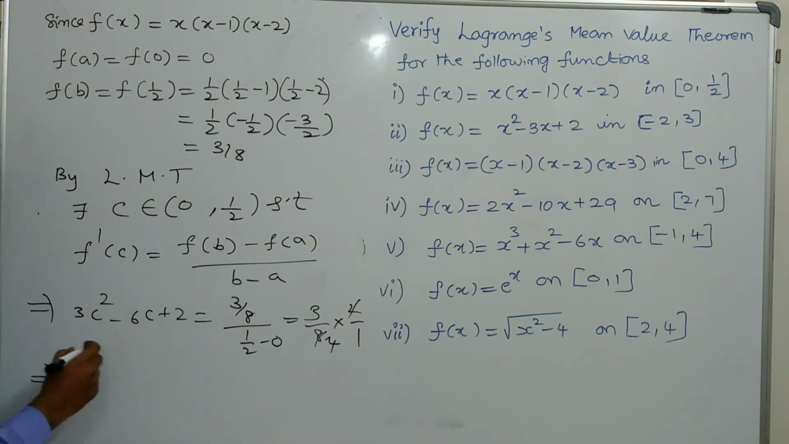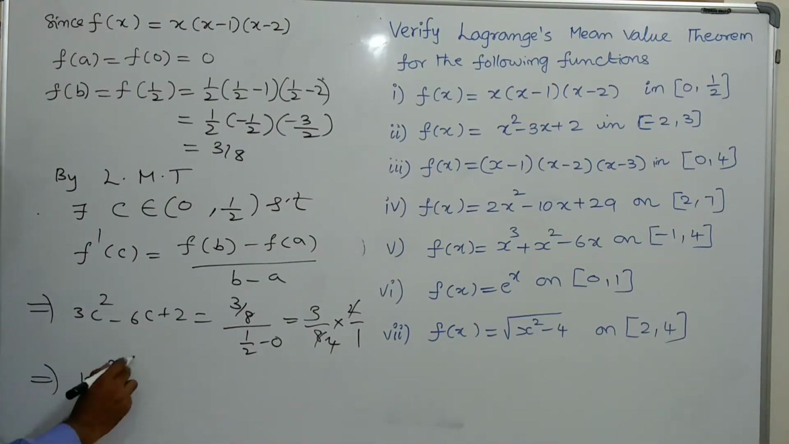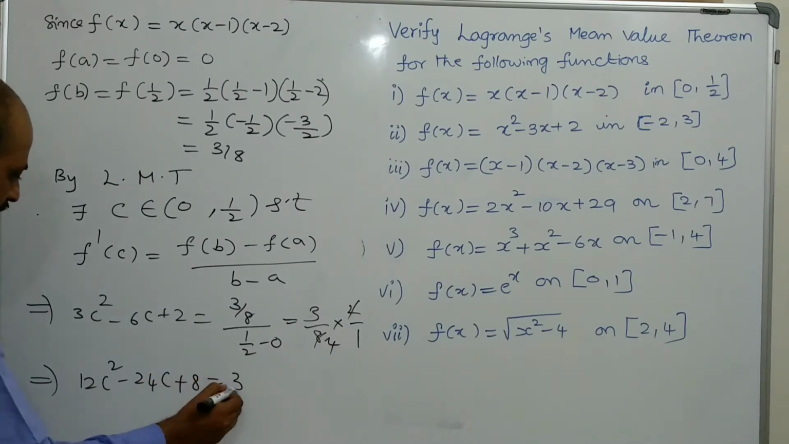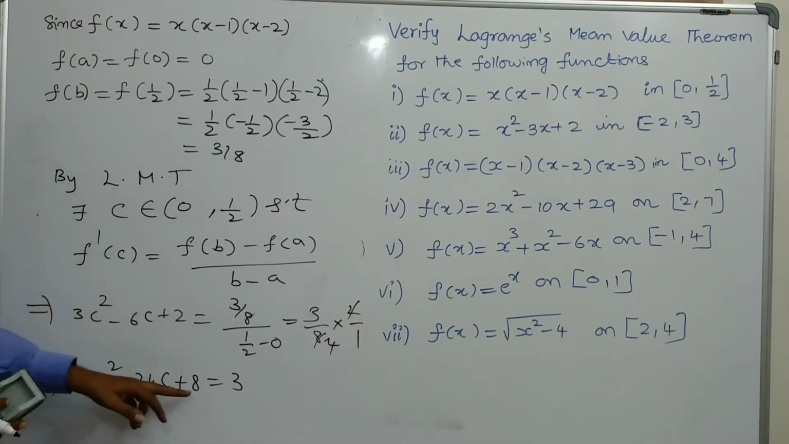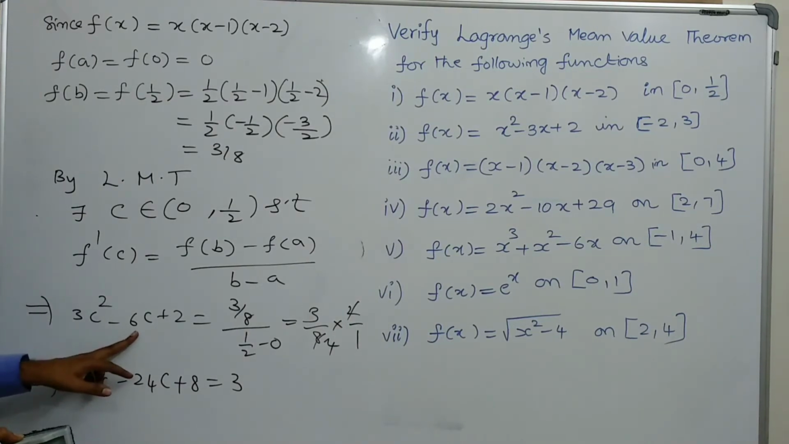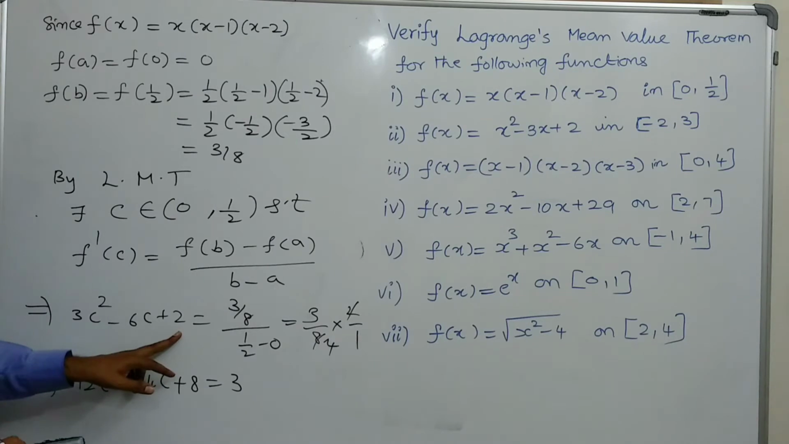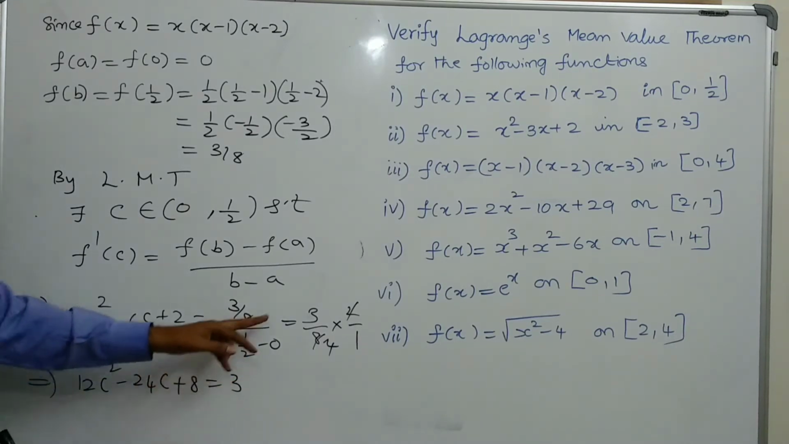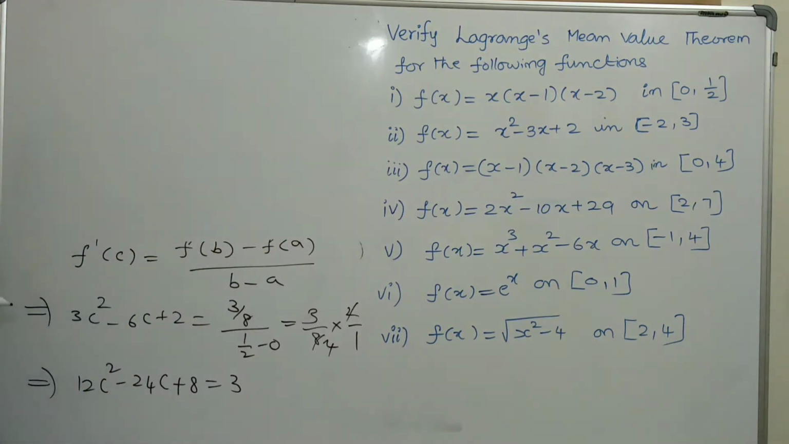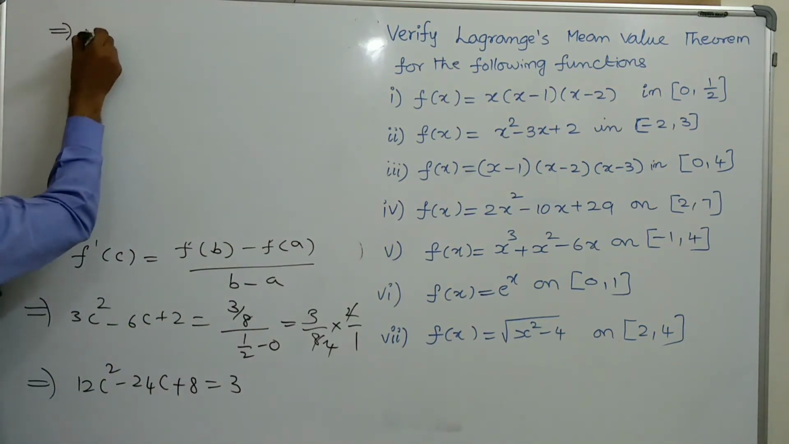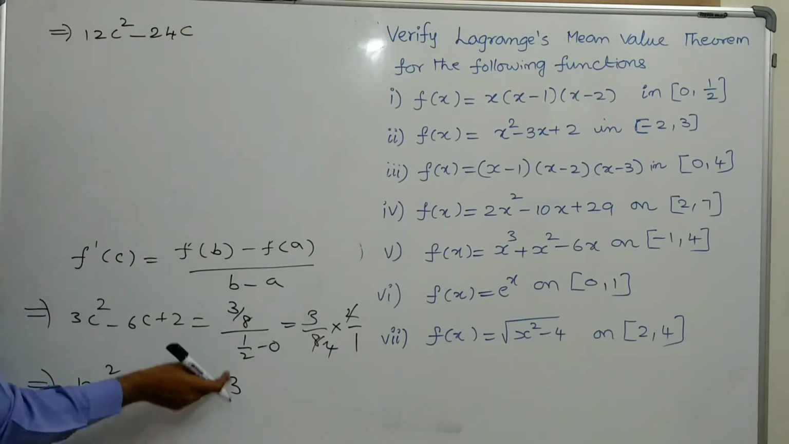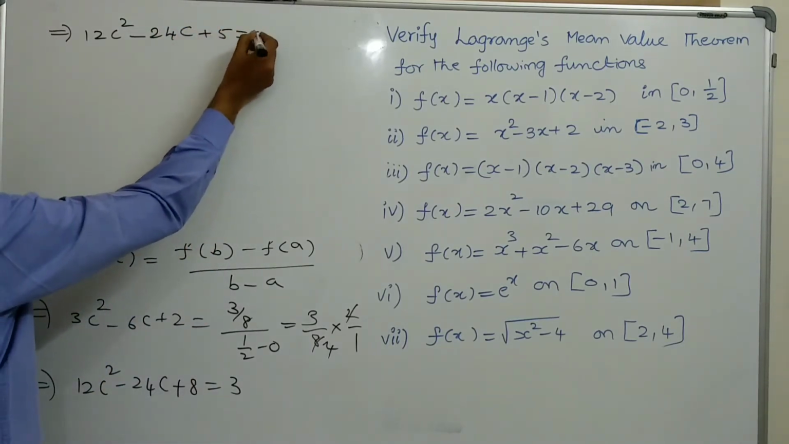By cross multiplying we get 12c square minus 24c plus 8 is equals to 3. 12c square minus 4 into 6, 24c, plus 2 into 4, 8 is equals to 3. Simplify the terms, which implies 12c square minus 24c plus 8 minus 3, that is 5, is equals to 0.